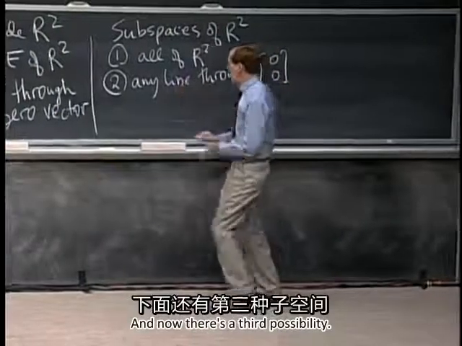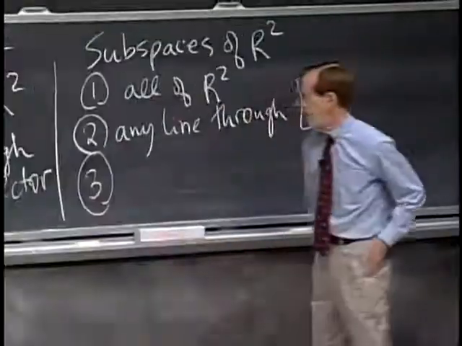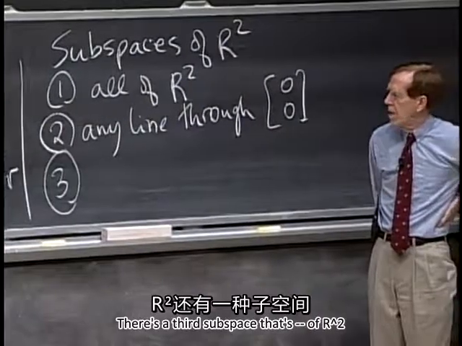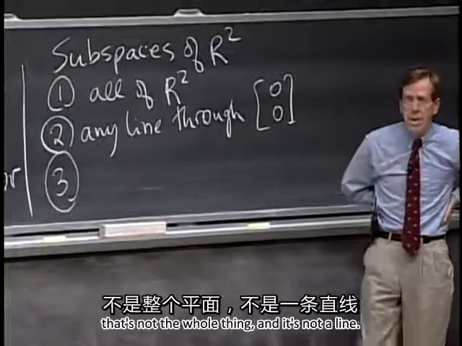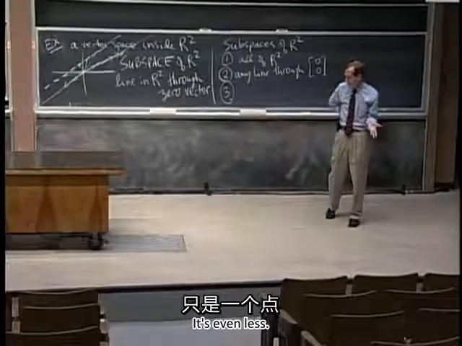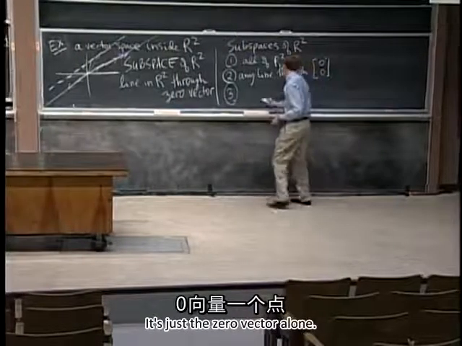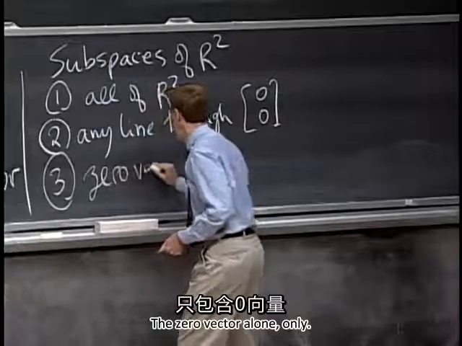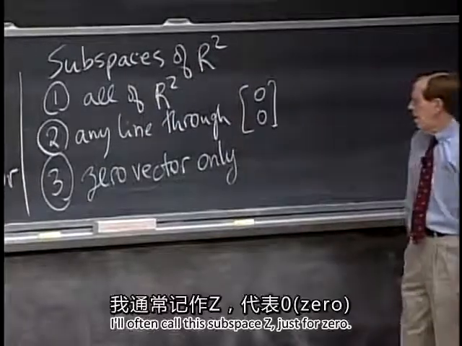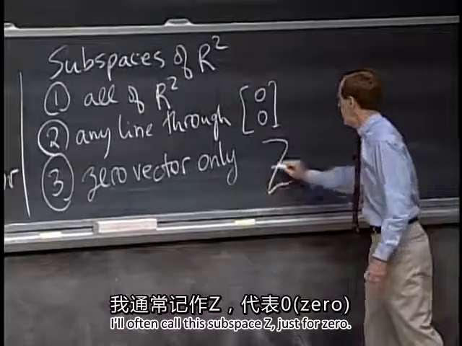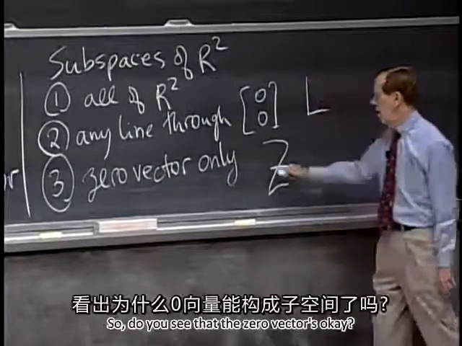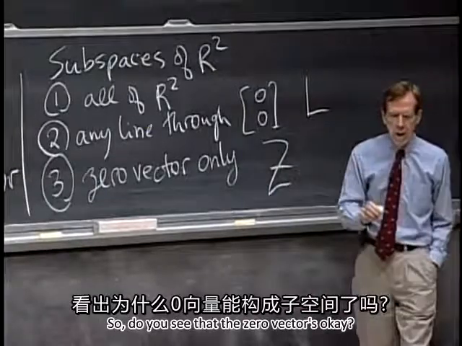Okay, and now there's a third possibility. There's a third subspace of R2 that's not the whole thing, and it's not a line. It's even less. It's just the 0 vector alone. Only. I'll often call this subspace Z, just for 0. Here's a line, L. Here's a plane, all of R2. So do you see that the 0 vector is okay?